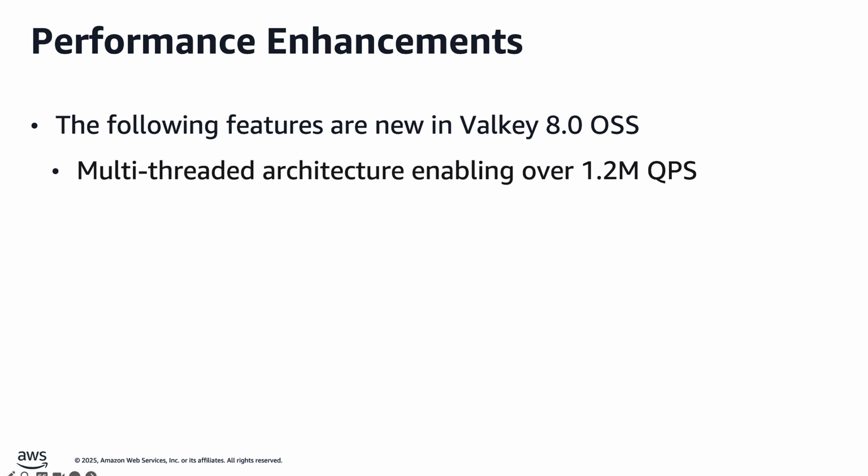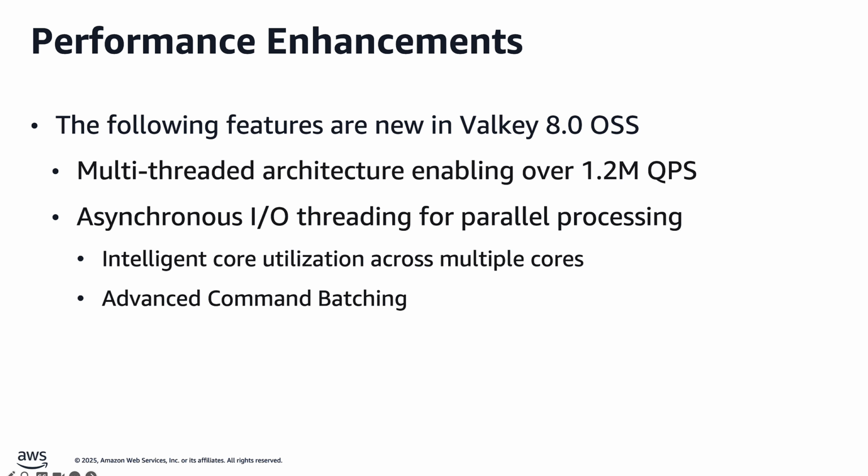As a result of this feature, the multi-threaded architecture achieves a query processing capability of 1.2 million QPS, or queries per second. This wasn't just about adding threads. We completely redesigned how I/O operations work. The system now intelligently distributes tasks across cores, and our command batching system optimizes memory access patterns to reduce CPU cache misses.